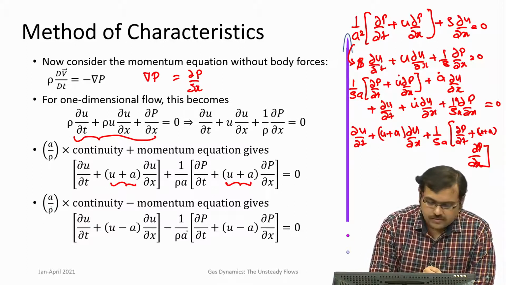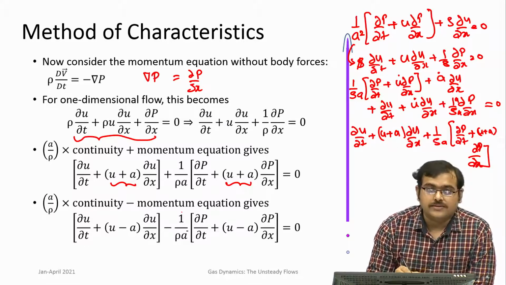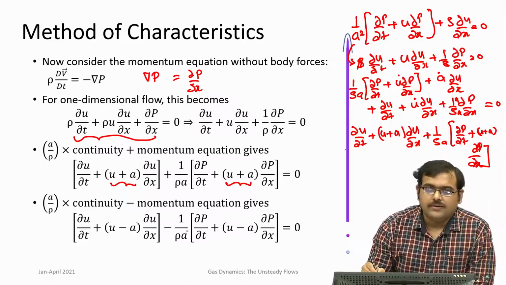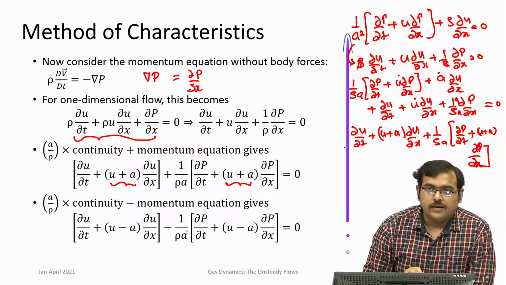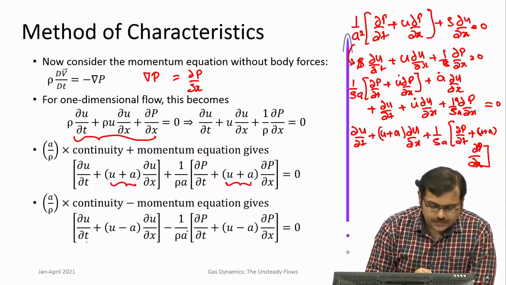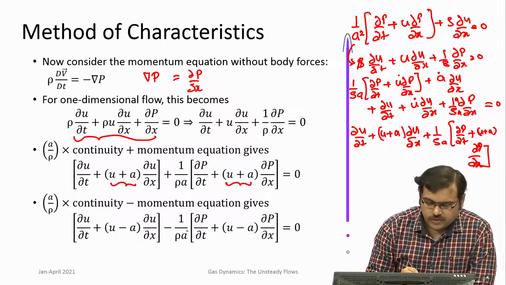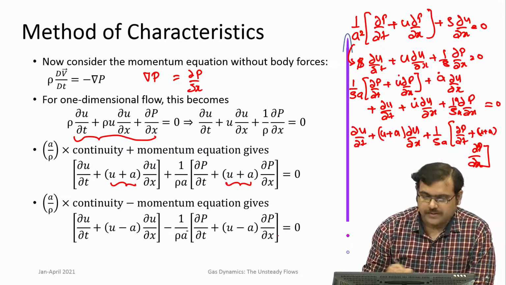Same operation, but now what you do is multiply a by rho to the continuity equation and subtract the momentum equation, and you can carry on the same steps, and you can see that you end up with ∂u/∂t plus (u minus a) ∂u/∂x minus 1 by rho a ∂p/∂t plus (u minus a) ∂p/∂x equal to 0.